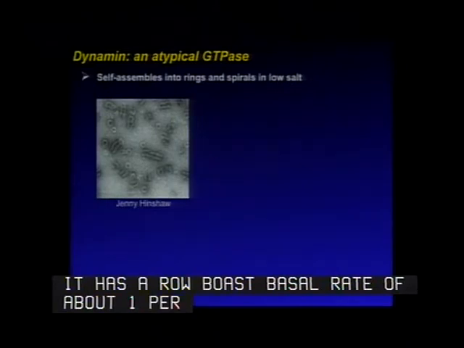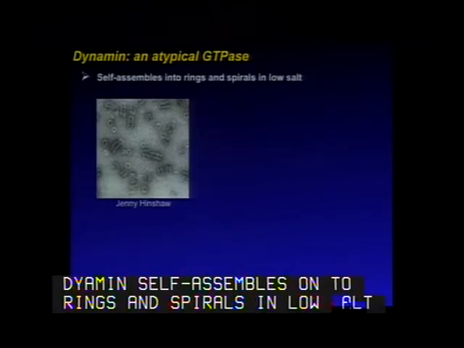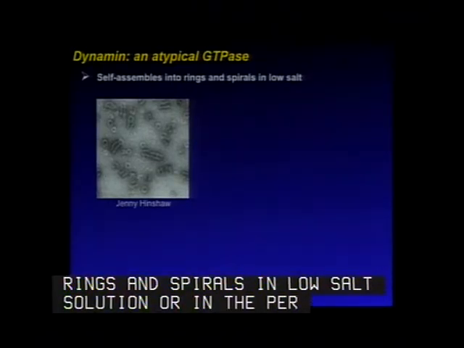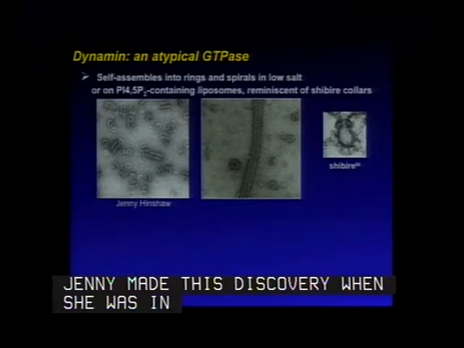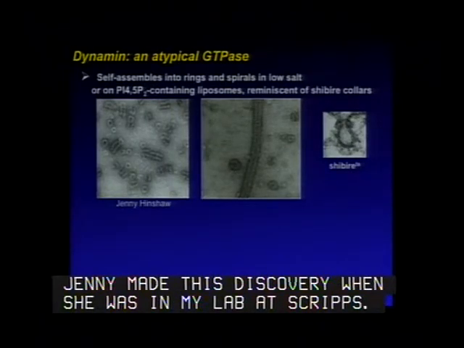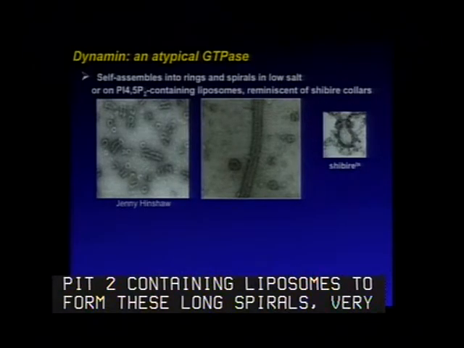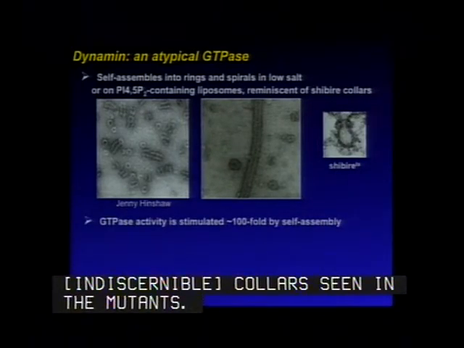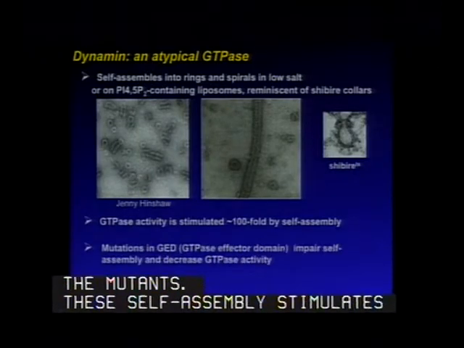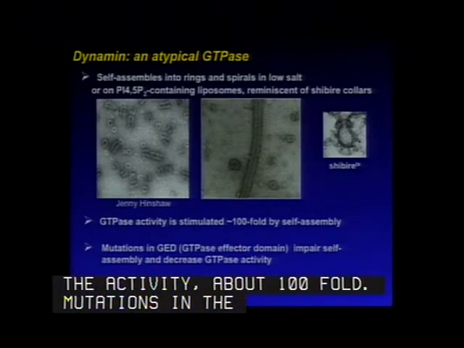Dynamin self-assembles onto rings and spirals in low salt solution or in the presence of GDP aluminum fluoride. This is a discovery that Jenny Henshaw made when she was in my lab at Scripps. And onto liposomes, either acidic or PIP2 containing liposomes, to form these long dynamin spirals, very reminiscent of the shibire collars seen in the Drosophila mutants.